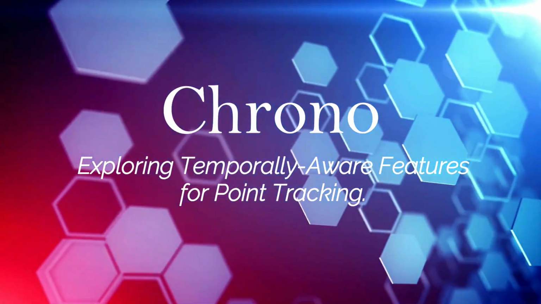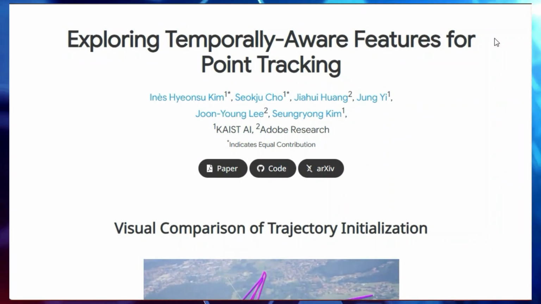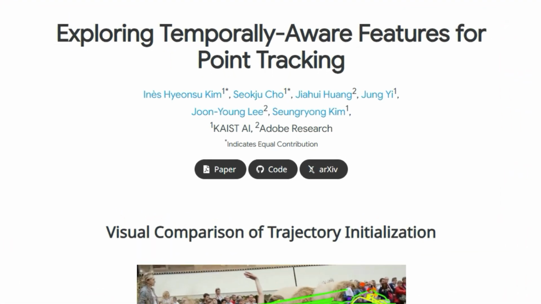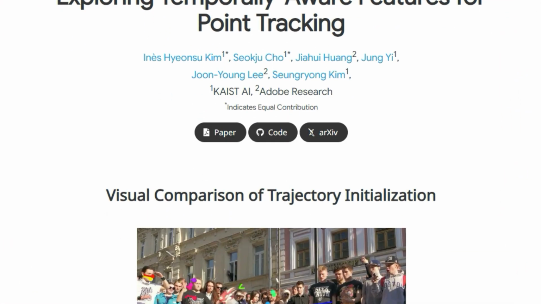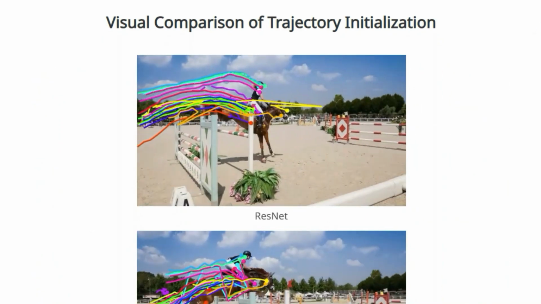Paper number 6, Chrono, Exploring Temporally Aware Features for Point Tracking. We're diving into a fascinating paper titled Exploring Temporally Aware Features for Point Tracking. This paper introduces Chrono, a novel feature backbone specifically designed for point tracking with built-in temporal awareness.